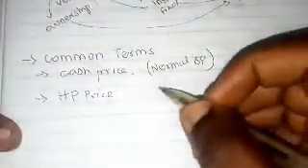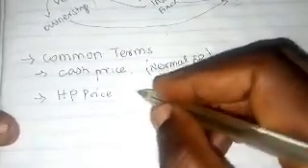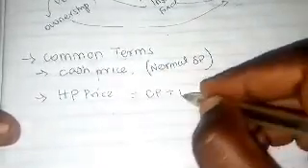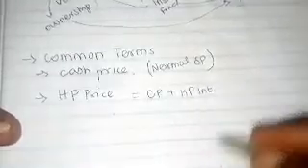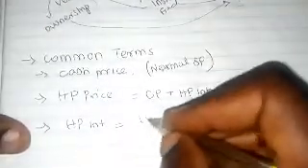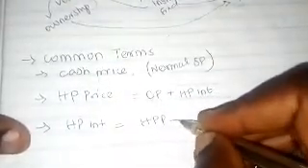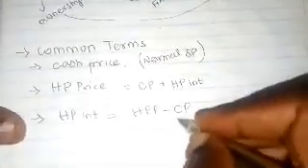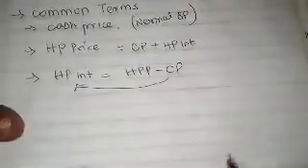Then we have what we call the hire purchase price. What is hire purchase price? It is nothing but the cash price plus hire purchase interest. Take note of that. Then we have hire purchase interest. Hire purchase interest is nothing but hire purchase price minus cash price, the difference will give you the hire purchase interest, okay.